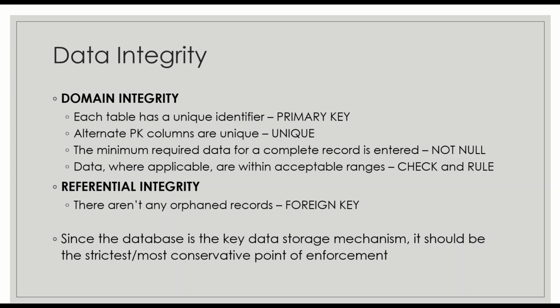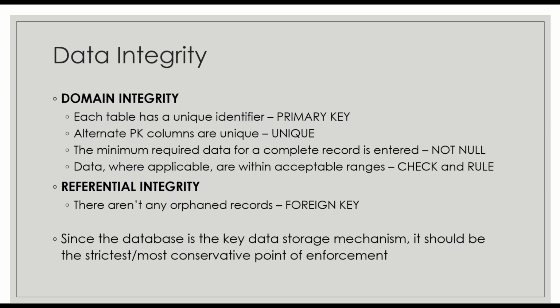And then the last one on the list here is data where applicable are within acceptable ranges. And we have two different ways we can handle that, check and rule. Now we learned a little bit about check constraints in the past, but rule is going to be new to us this time. And we're going to be looking at all of these options and more when we look at domain integrity today.